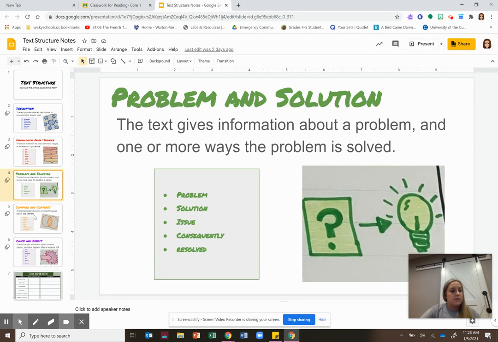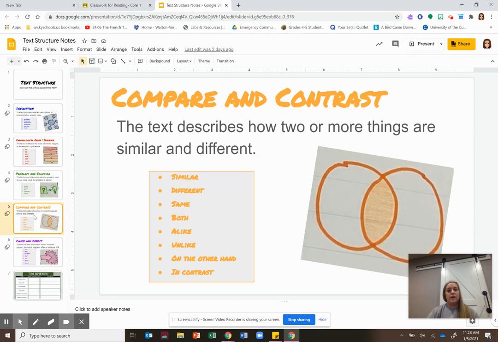The next text structure is compare and contrast, and we have already worked on this one quite a bit this year. So it just tells how 2 or more things are similar and different. So those keywords are similar, different, same, both, alike, unlike, on the other hand, and in contrast. And the graphic organizer picture we're going to use is this Venn diagram.